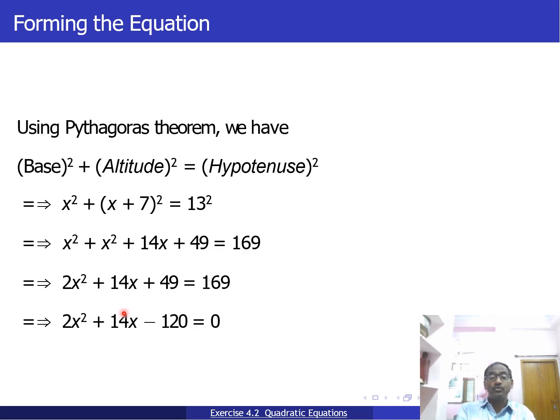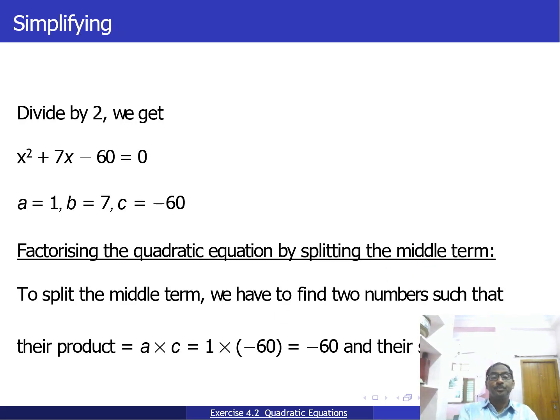This implies 2x square plus 14x plus 49 equal to 169, so 2x square plus 14x minus 120 equal to 0. Dividing by 2, we get x square plus 7x minus 60 equal to 0. Here a equal to 1, b equal to 7, c equal to minus 60.